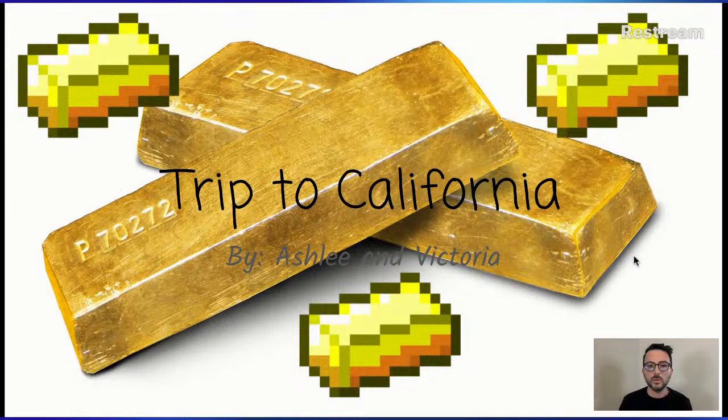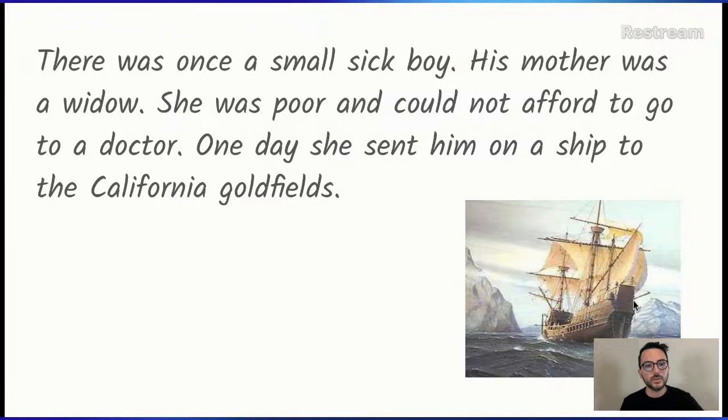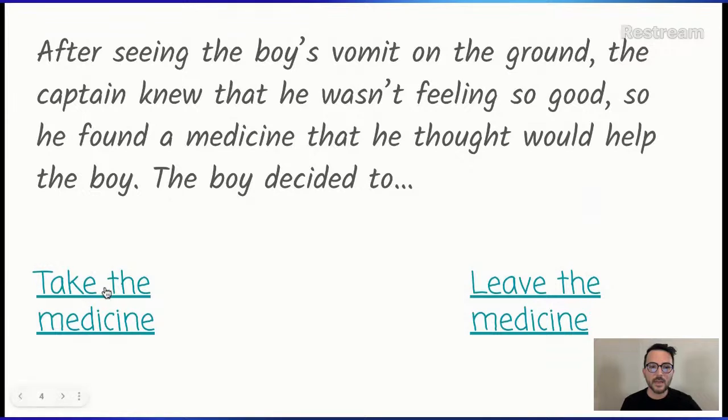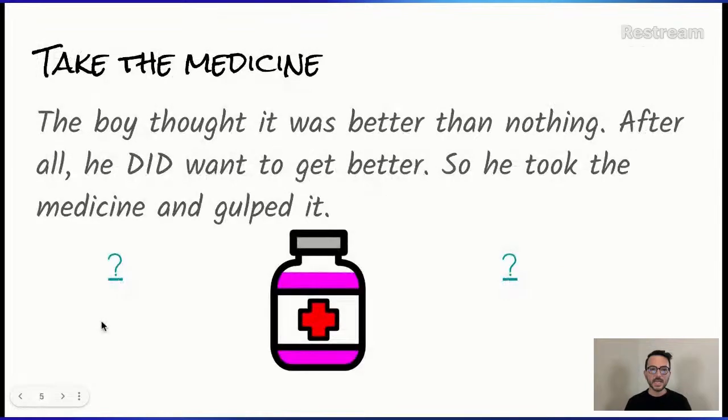Okay, so, trip to California. This is an example I got online. Apparently, it was made by 2 students. So there's the start of the story, complications for the character, and you have these 2 links. See, take the medicine, leave the medicine. So you can make a choice. I click take the medicine, and you have a little snippet of the story related to the choice you made.